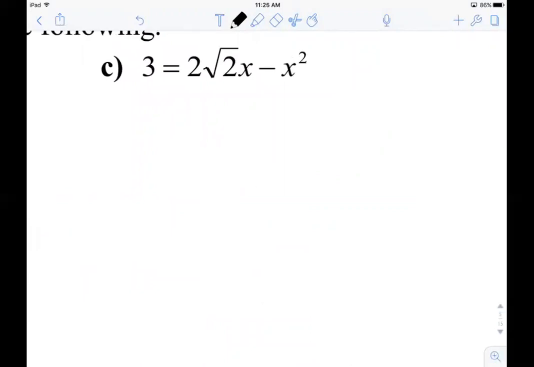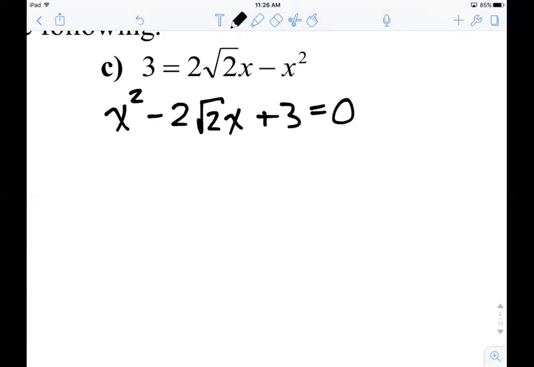Now this one looks really funny looking, but let's rearrange it into something like a standard form and then work with it from there. Well, if it's going to be in standard form, we should put everything all together on the left side and 0 on the other. So the negative x squared, I'm going to move to the other side and become positive x squared. The positive 2 root 2 times x moves to the other side and becomes a negative term. And then I still have a positive 3 that was already on the left side.